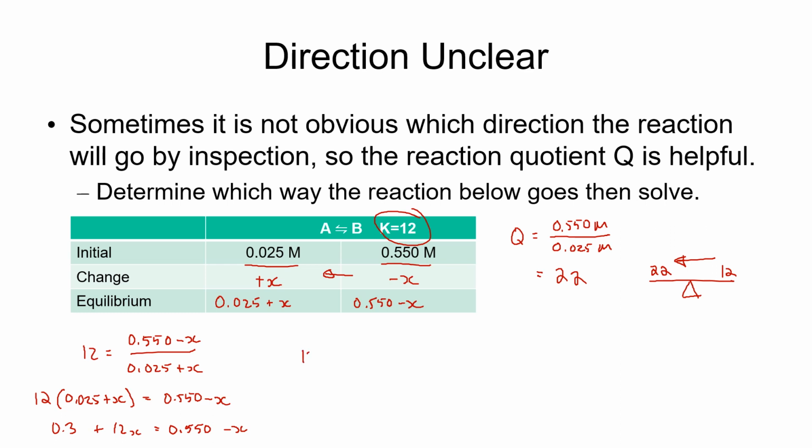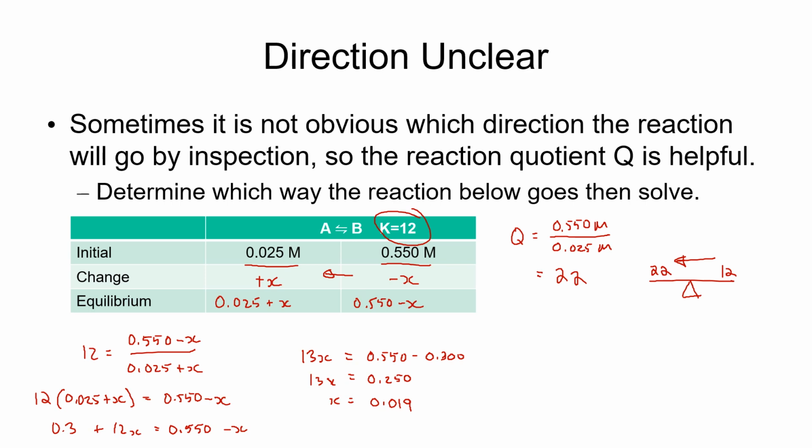So let's group all those things. Let's make the 13x on the left-hand side here. We've got 0.550 minus the 0.300. So that means 0.250 equals 13x. X will equal 0.25 divided by 13, and we end up with 0.019.